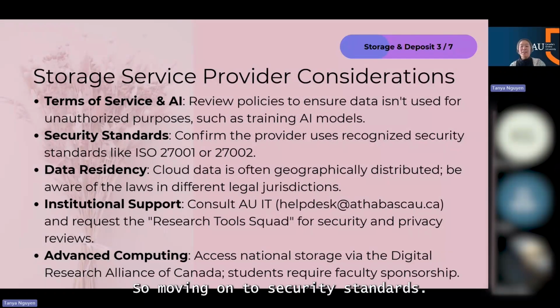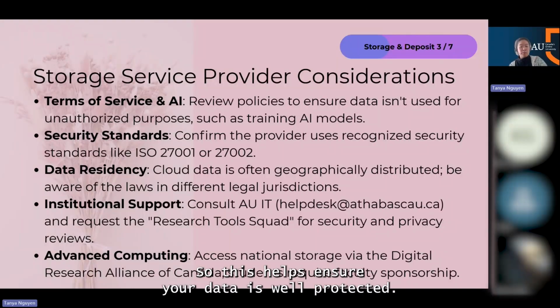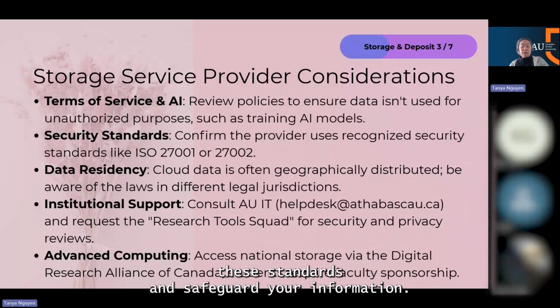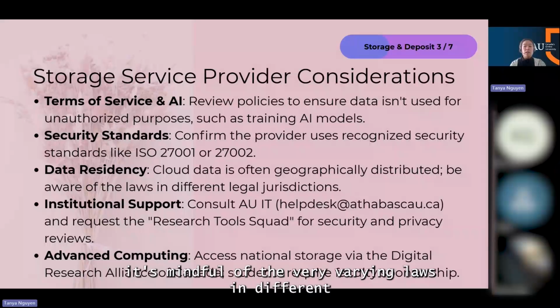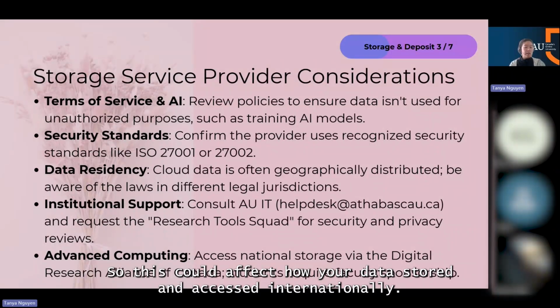Okay, moving on to security standards. Confirm that the provider adheres to recognized standards such as ISO 27001 or 27002. This helps ensure your data is well protected. It's good practice to double check these standards and safeguard your information. Thirdly is data residency. Since cloud data can be geographically distributed, be mindful of the varying laws in different jurisdictions. This could affect how your data is stored and accessed internationally.